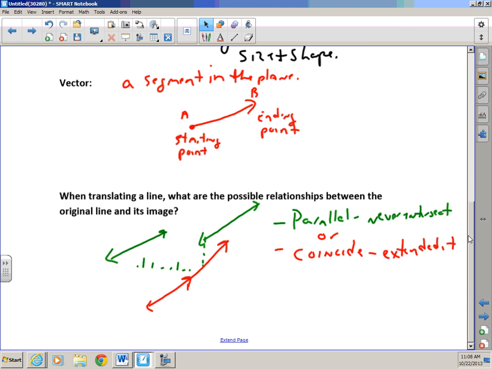So, to summarize, what we covered today was a transformation that was specifically a translation. And what we did is we took the original figure and we moved it via sliding it in the coordinate plane. We don't change its size or shape or anything of that nature.